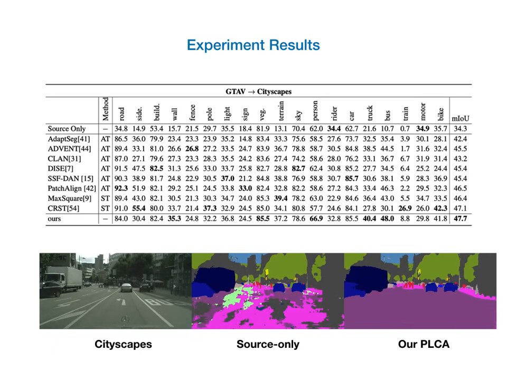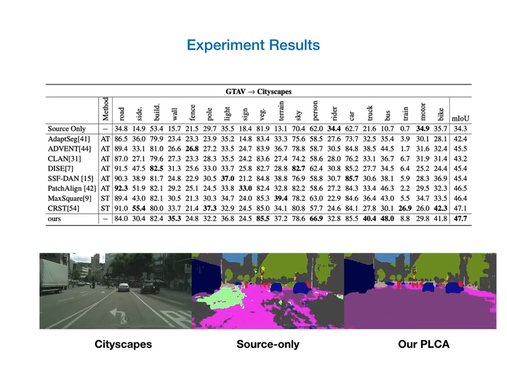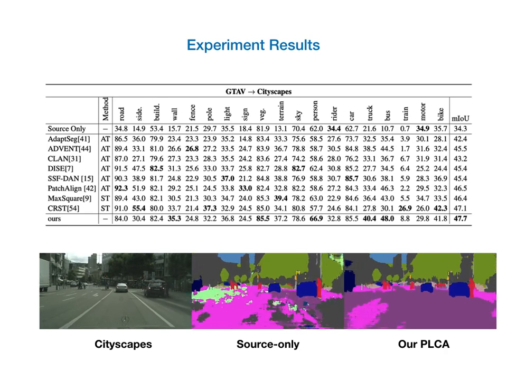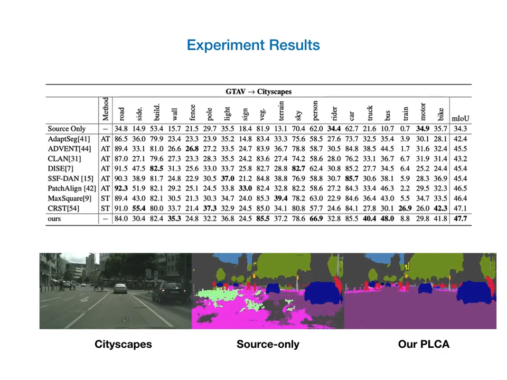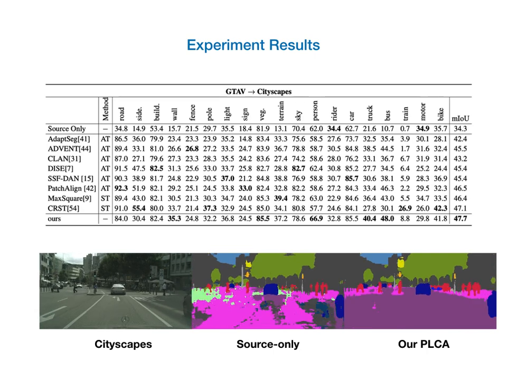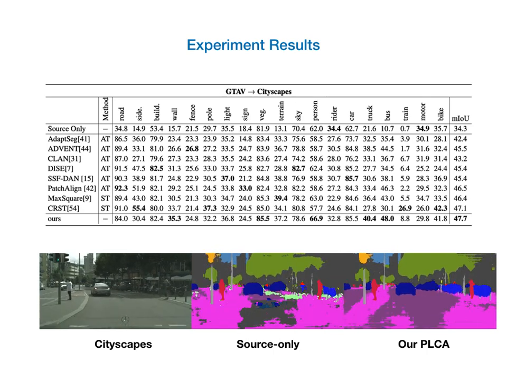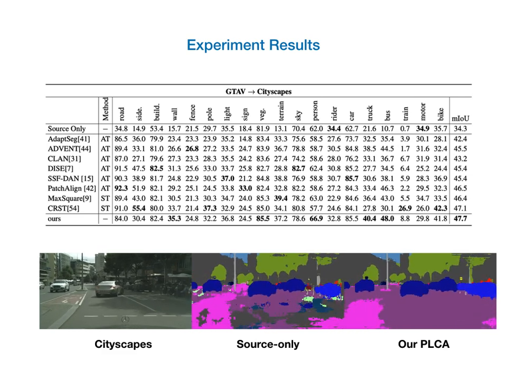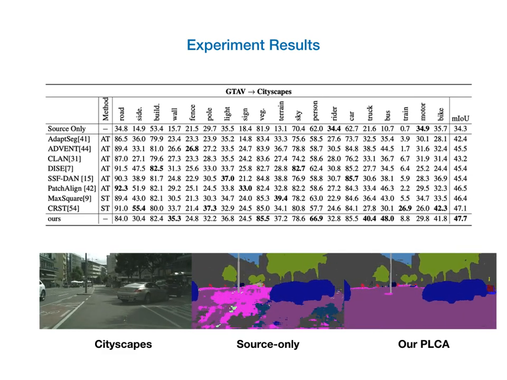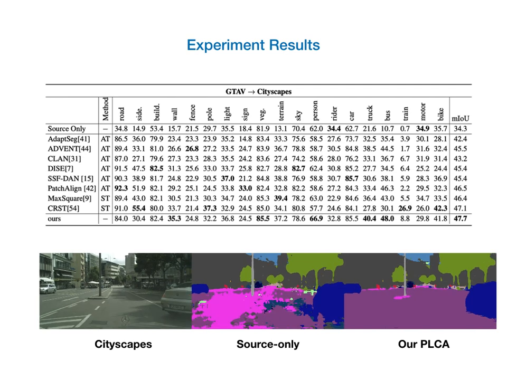Finally, we visualize the masks predicted by our method and compare our method to the source-only network. The masks predicted by our method are smoother than those predicted by the source-only model, and with our method, the pixel-level accuracy of predictions has been largely improved.